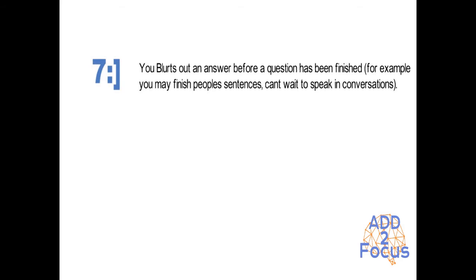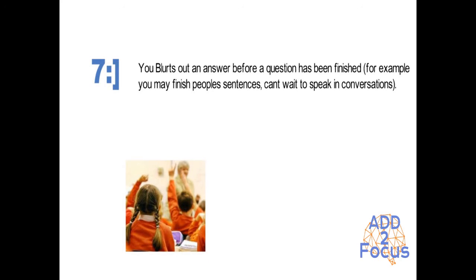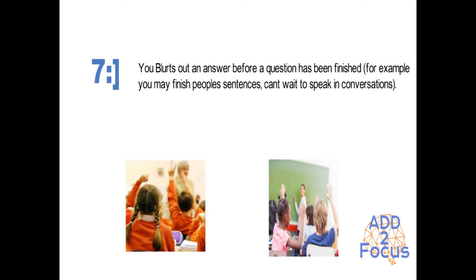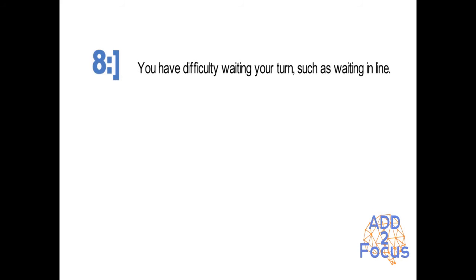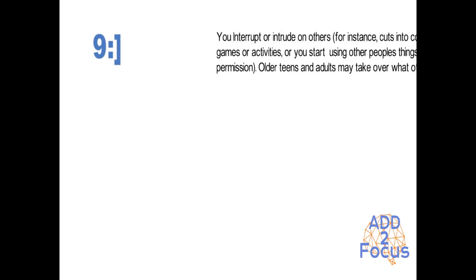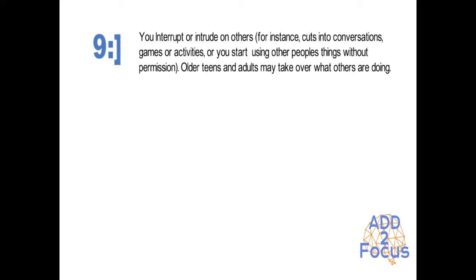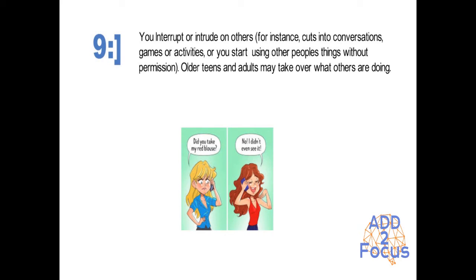6. You talk too much. 7. You blurt out an answer before a question has been finished. For example, you may finish people's sentences or can't wait to speak in conversations. 8. You have difficulty waiting your turn, such as waiting in line. 9. You interrupt or intrude on others. For instance, you butt into conversations, games, or activities, or you start using other people's things without permission. Older teens or adults may take over what other people are doing.